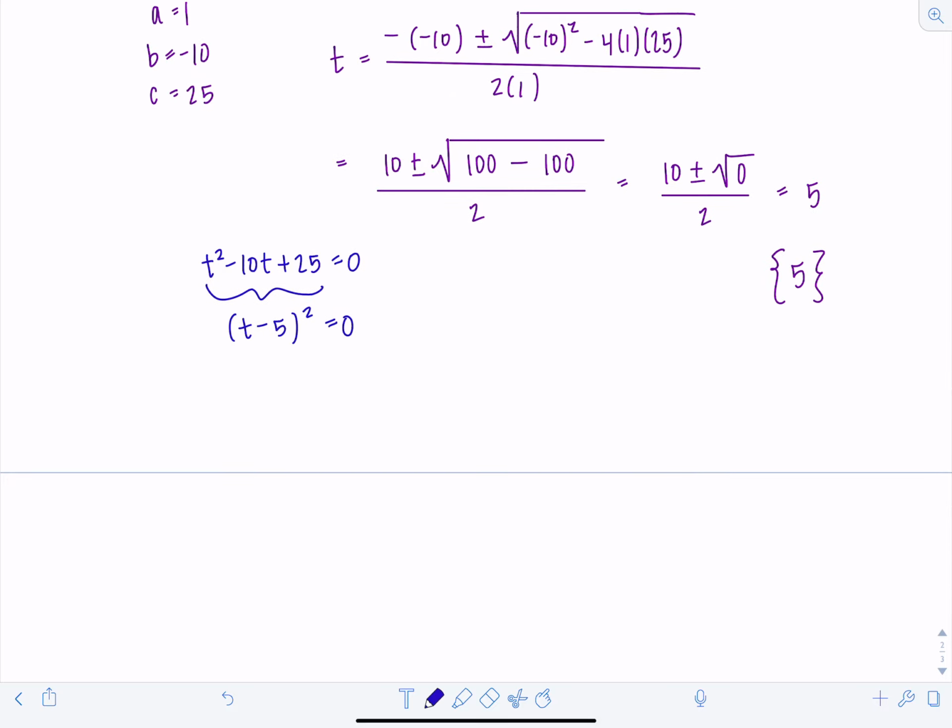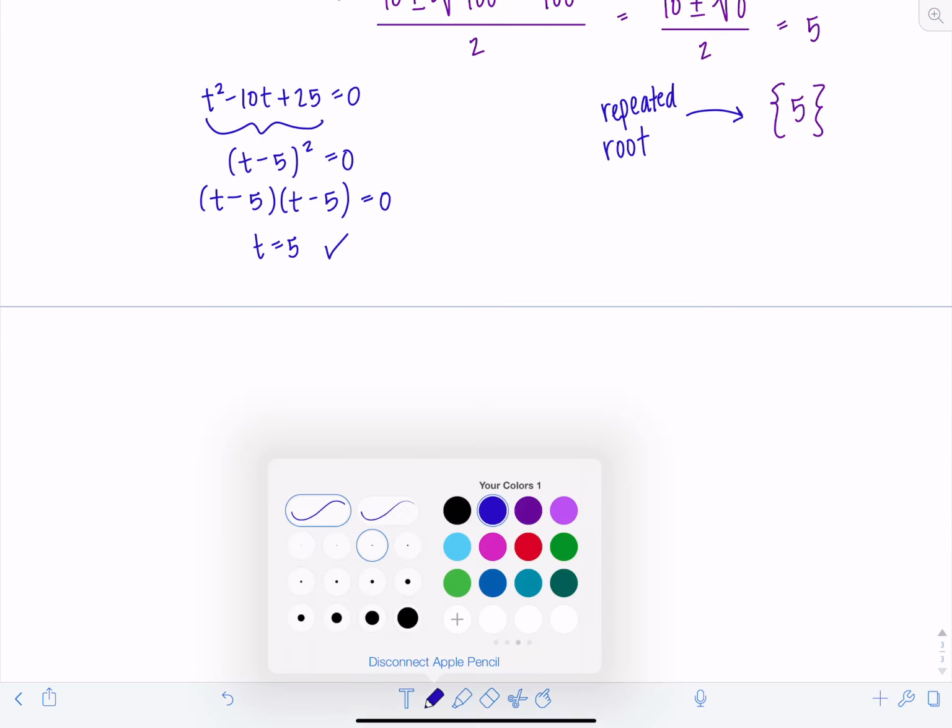And you can see here, t minus 5 is a repeated factor. t minus 5 times t minus 5. We don't write it that way. It's easier to write t minus 5 squared, but you could see 5 is the solution in the equation twice. So what this solution is called is a repeated root. So even though it may look like there's one answer, it counts for 2, but you only need to list it once in the solution set. So we can confirm our factoring, and we have the correct solution. All right, last example.